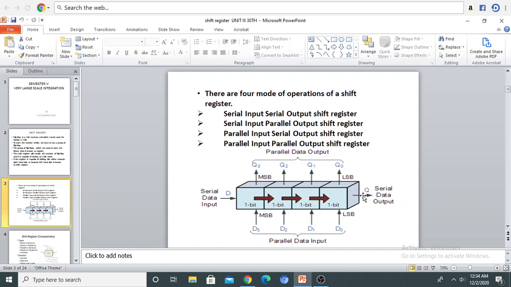For every clock pulse, we receive only 1 bit. Parallel in means we are applying the input in parallel. Parallel out means we are getting the output from the register in parallel.